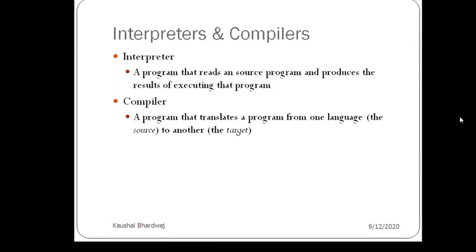However, a compiler is a little different. A compiler will translate your program from one language to another language. The first language we call the source language, and the second language is the target language. So a compiler converts your whole program from one language to another language.